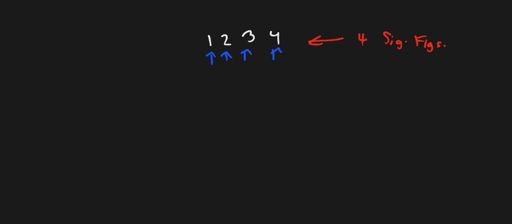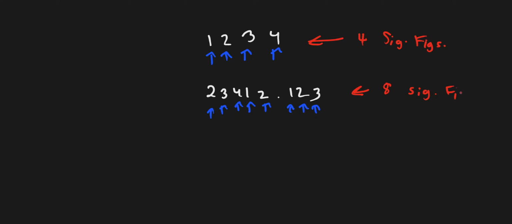Now, let's say that we had another number, 2341.20123. Of course, all of these are significant, so this is going to have a total of 8 sig figs. Now, I don't want you to have the conception that all numbers are significant, because that's just not true. If that was true, that would be too easy, and we wouldn't really need to study this, and I wouldn't need to make a video.